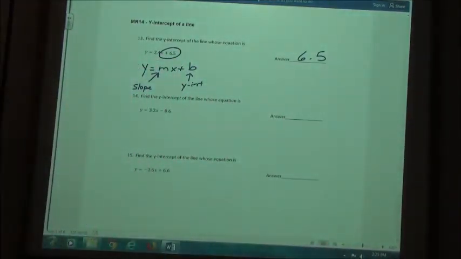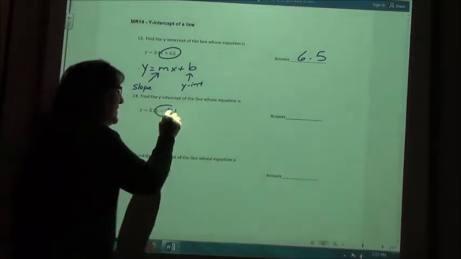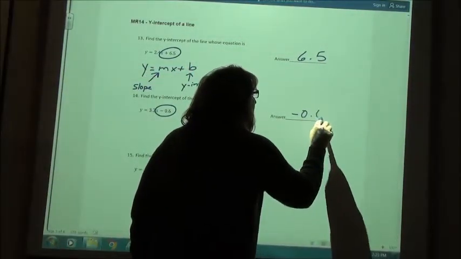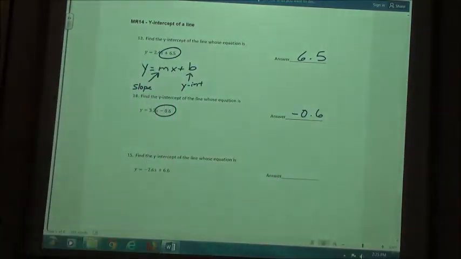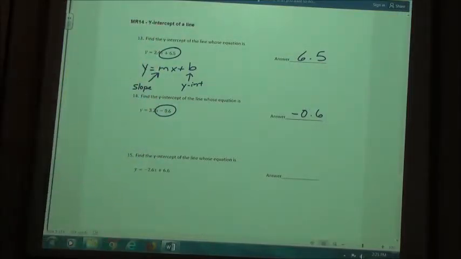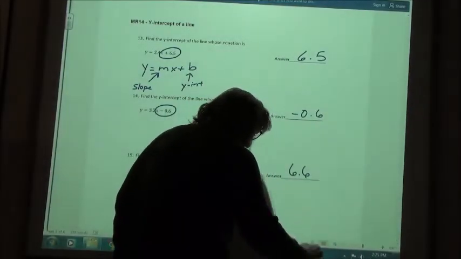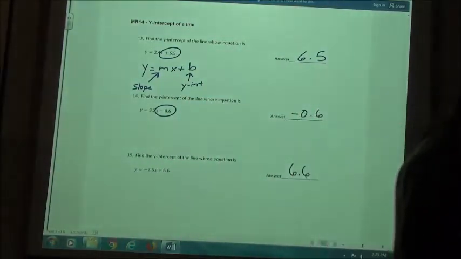My y-intercept on number 14 would be negative 0.6. Don't forget the negative, negative 0.6. Technically your y-intercept is when your x is 0, and if x is 0, I just get the b number, right? So on number 15, what is my y-intercept? 6.6, exactly. You guys already knew that.